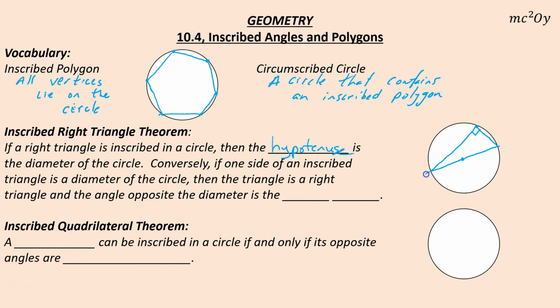Because if this angle right here, let's label this A, B, and C. So if angle ACB is subtended by arc BA here, arc BA or AB is 180 degrees. Notice our angle is subtended by that arc. So the hypotenuse is a chord. It's the diameter of the circle. This has to be a right angle, always.